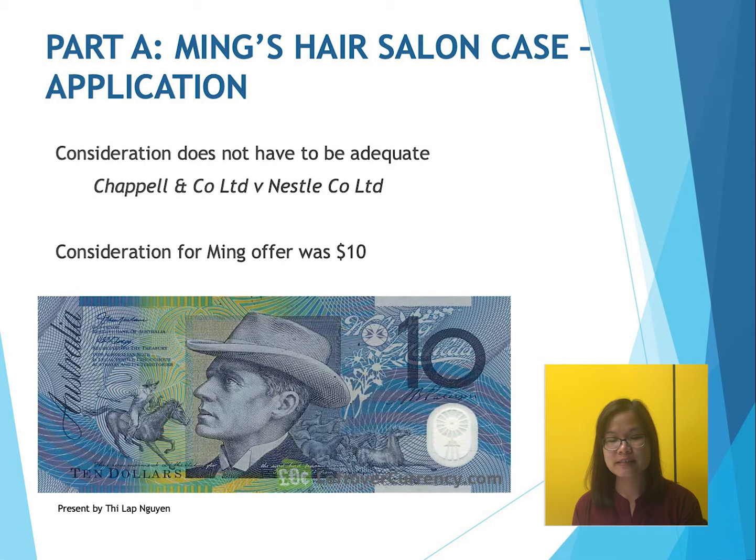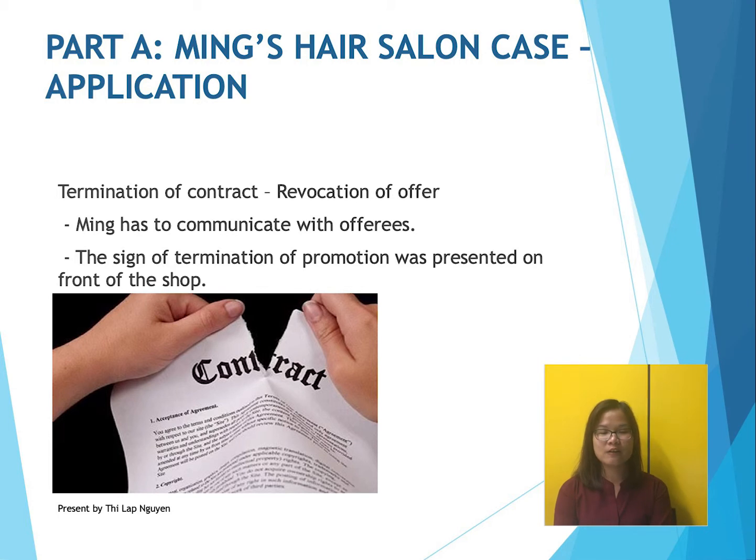The customer who accepted Ming's offer for a low price haircut needs to pay the consideration of $10 to be able to enter into the contract. Therefore, the consideration of $10 from the customer is accepted by law. In order to withdraw from the offer, an offer may be revoked at any time before the offeree accepts. In the case of the offeree having already entered into the contract, the revocation must be communicated and the offeree must have actual notice of the fact that the offer has been revoked.